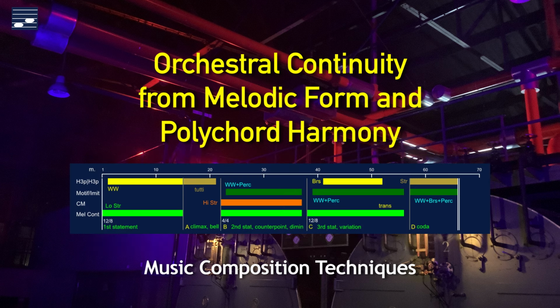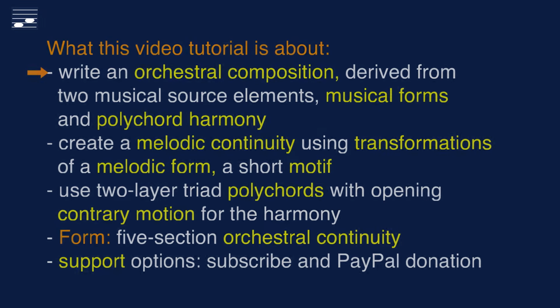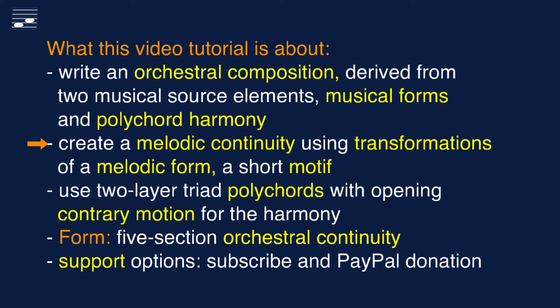This video tutorial demonstrates the creation of an orchestral composition that is based on two musical elements. One is a melodic continuity derived from a set of melodic form transformations. The other is harmony based on a set of two-layer triadic polychords with opening contrary motion. This yields an almost 4 minutes long orchestral composition in 5 sections. I'll discuss the composition techniques, you'll see the annotated score and hear the audio.